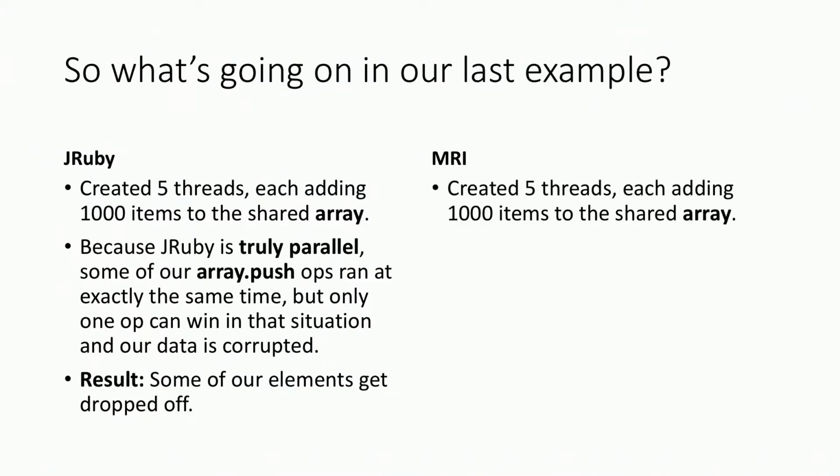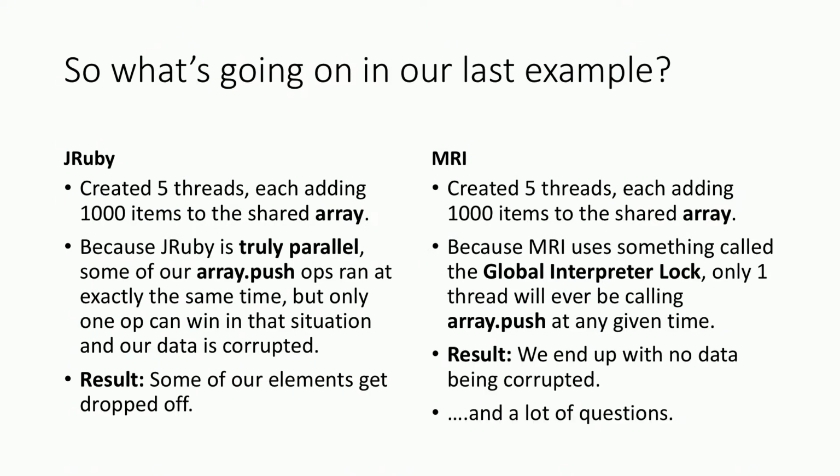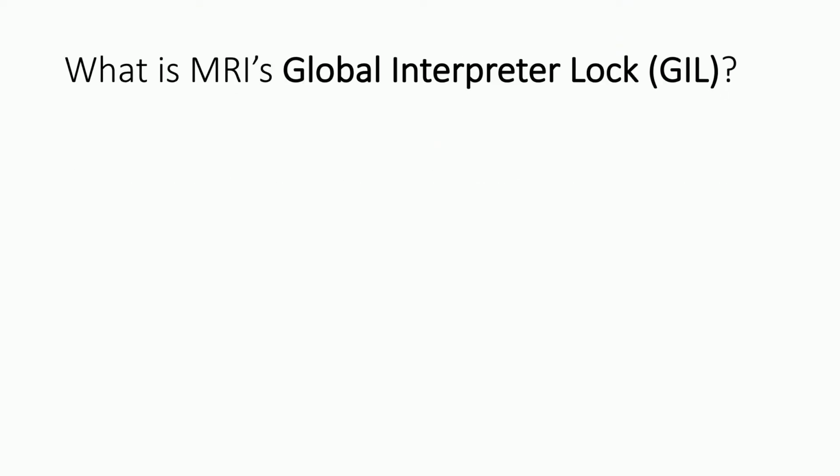So whatever the last result, like 225 of them, happened at the exact same time, so we ended up losing some of our elements. The MRI version didn't do the same thing, because MRI uses something called the global interpreter lock, which means only one thread will be executing array.push, which is how we're adding nil items, at any given time. Only one thread can actually do that, which is why we got 1,000 items, because they're all trying to do it, but only one can do it at a time. We end up with no corrupted data, but a lot of questions as to why that is. So what's the GIL?